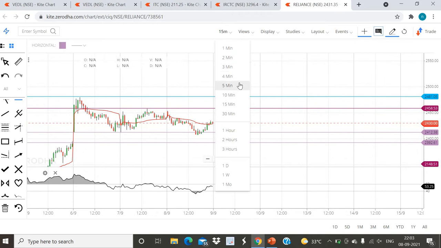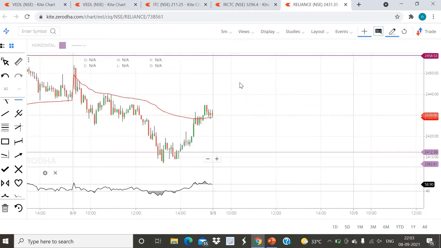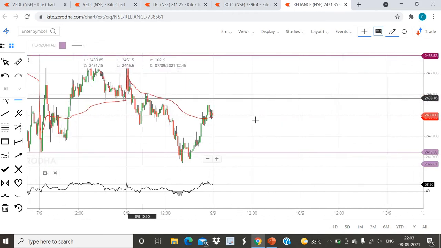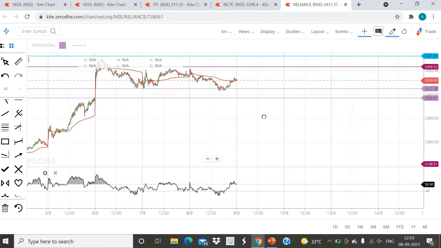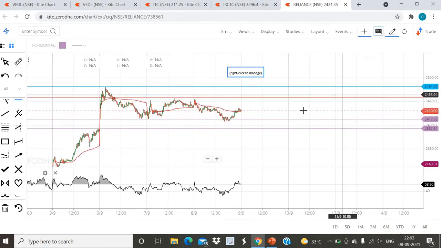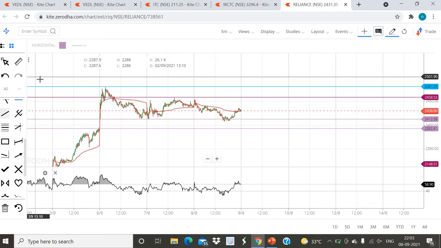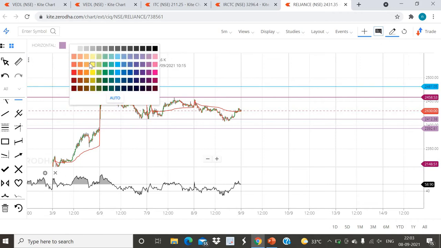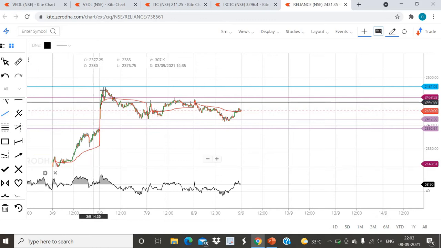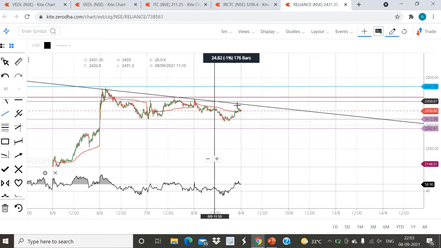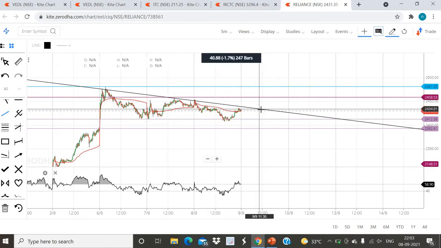Now we can turn on 5 minutes time frame and check if there is any levels on 5 minutes time frame or any patterns. I can draw a trend line over here on the 5 minutes time frame. I could clearly draw a trend line.